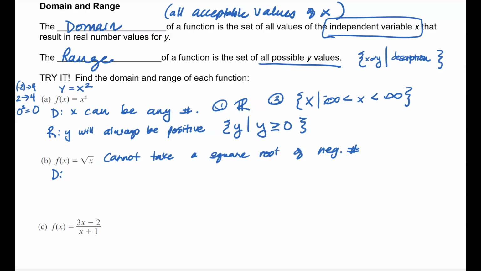It is possible to take the square root of 0. You're allowed to take the square root of 0. That's just 0, but you can't take the square root of a negative. So in this case, our domain is going to be curly brackets, all values of x such that x has to be greater than or equal to 0.